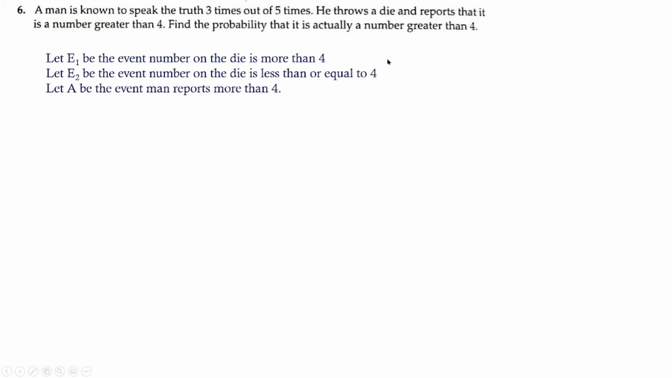So let E1 be the event, number on the die is more than 4, and E2 be the event, number on the die is less than or equal to 4. And let A be the event, the man reports the number is more than 4. So probability of E1: the outcomes favorable to E1 are 5 and 6, so probability of E1 will be 2 by 6, which is 1 by 3. Probability of E2 will be 4 by 6, which is 2 by 3.